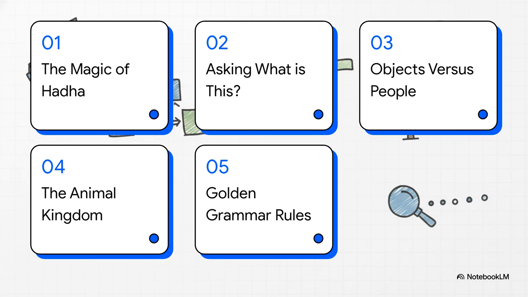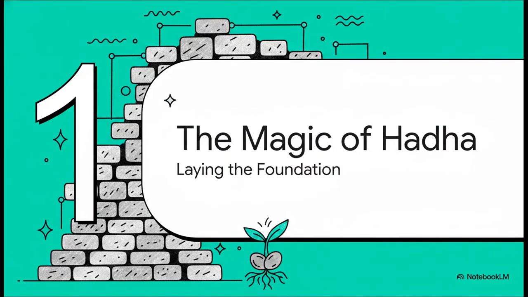1. The magic of hada. 2. Asking, what is this? 3. Objects versus people. 4. The animal kingdom. And finally, 5. Four golden grammar rules. Let's jump in. Section 1, the magic of hada, laying the foundation.